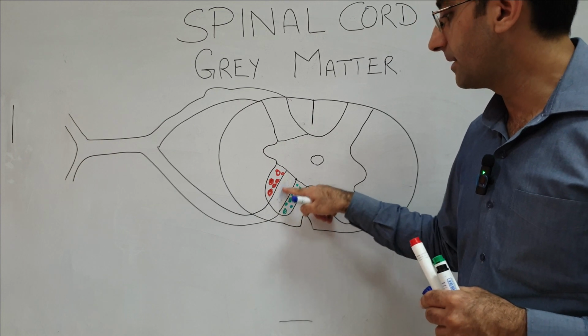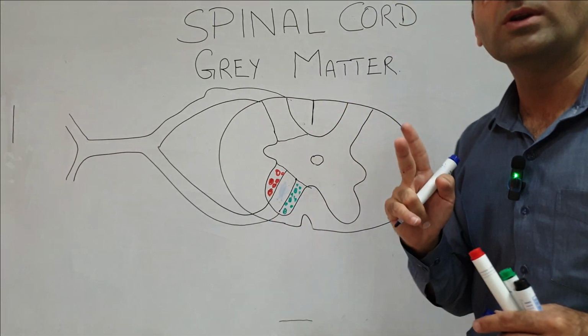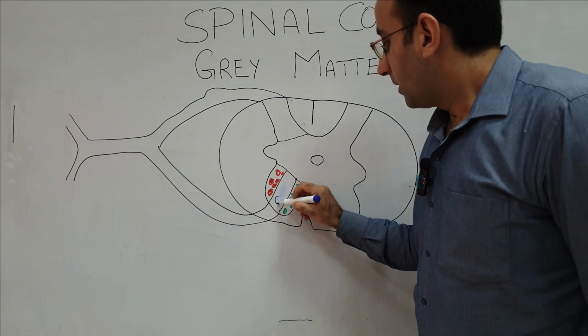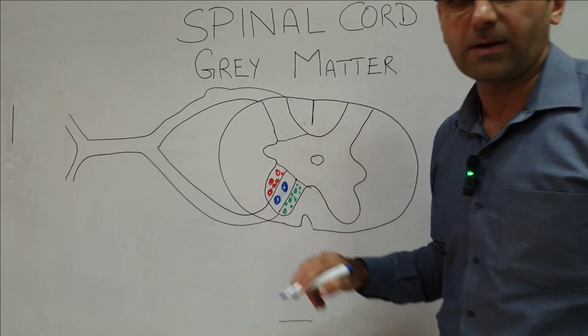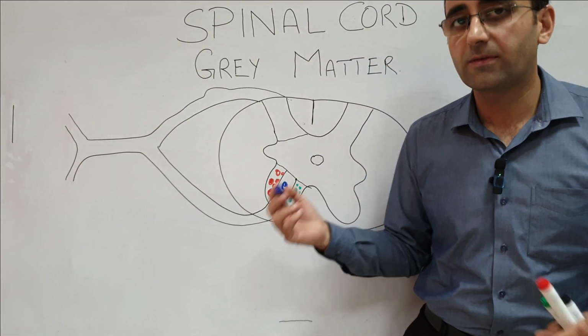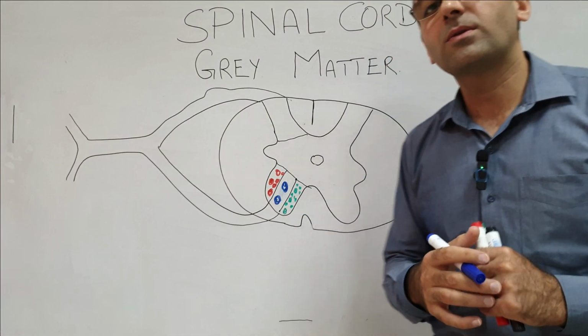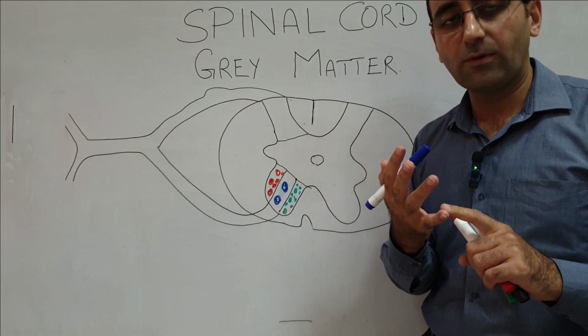We will reach the cervical segment. In the cervical segment you see two nuclei in the central group. One is the accessory nucleus and one is the phrenic nucleus. The phrenic nucleus gives off the phrenic nerve, and as you know the phrenic nerve has the root value of C3, 4, 5.